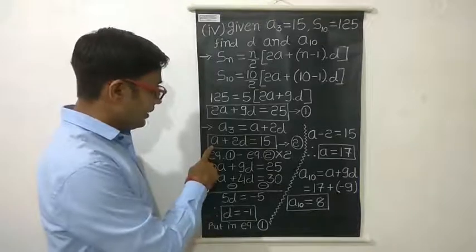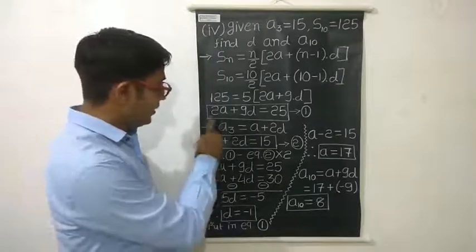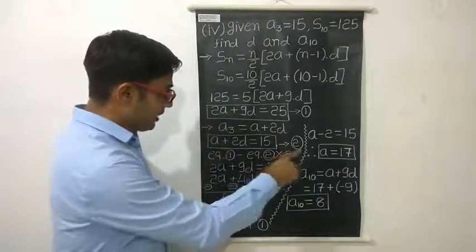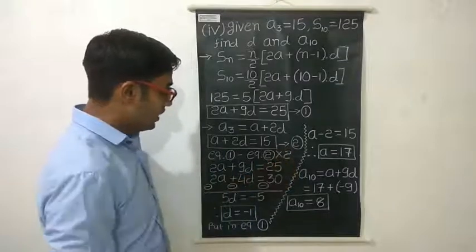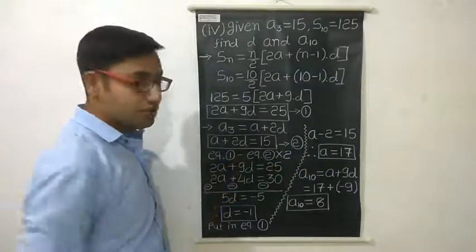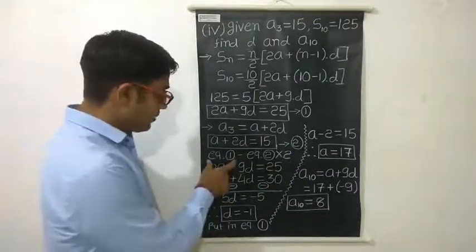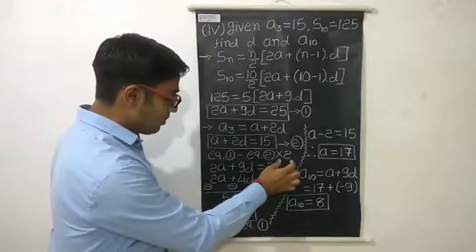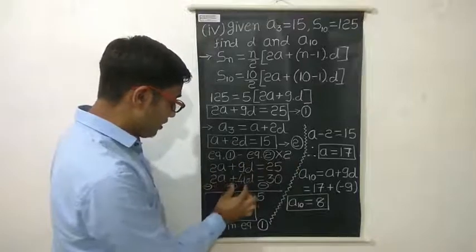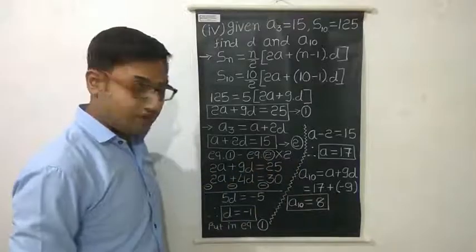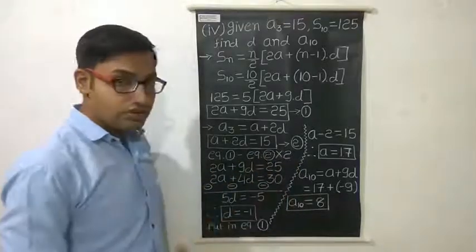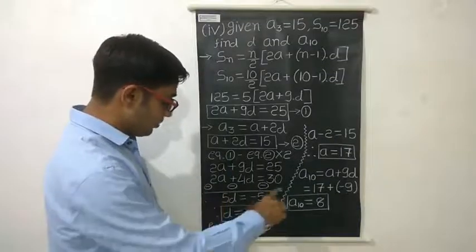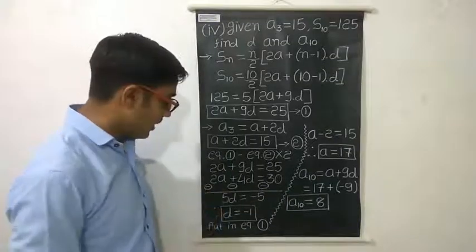So here the coefficient of a is 1, here it is 2. So we will multiply equation number 2 by 2 and subtract it from equation number 1. Equation number 1 will remain as it is. Multiplying equation number 2 by 2, we get 2a plus 4d is equal to 30. Now change the sign: all the terms are positive, now all the terms will become negative.